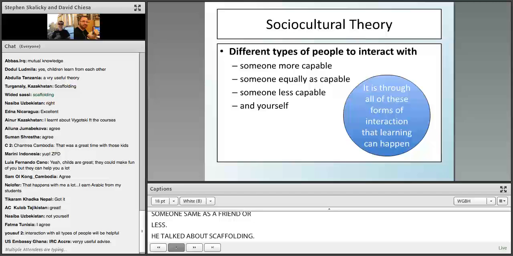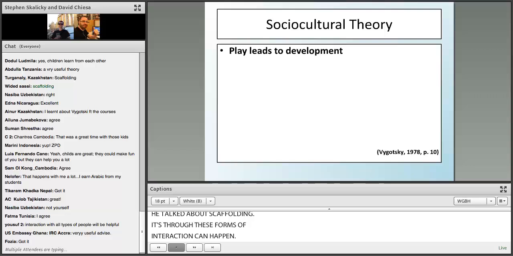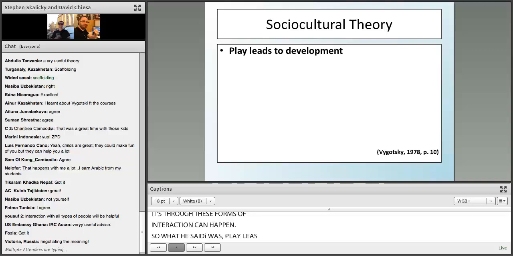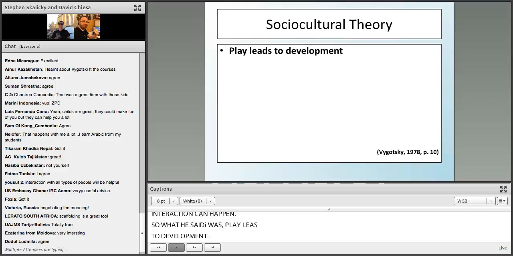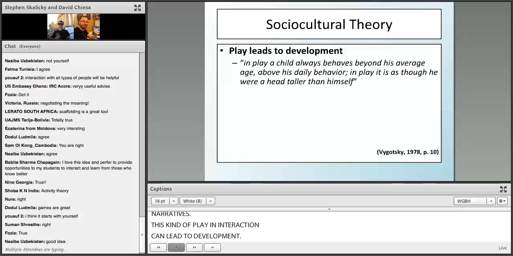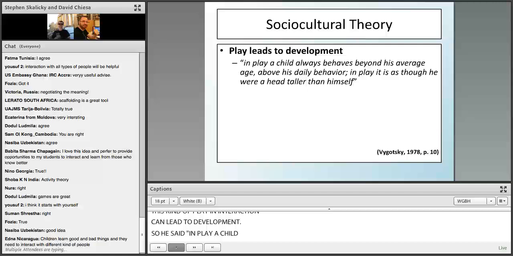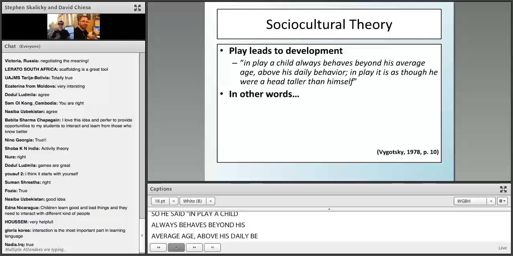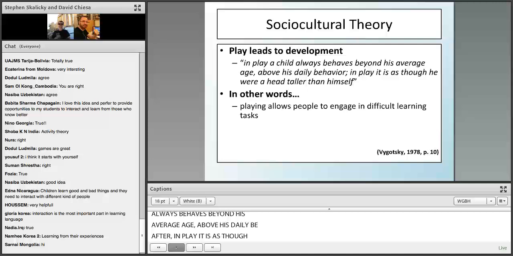And so what he said was, play leads to development. Stephen mentioned puns, riddles, narratives. This kind of play in interaction can lead to development. So Vygotsky said, quote, in play, a child always behaves beyond his average age, above his daily behavior. In play, it is as though he were a head taller than himself. What he means is, or in other words, playing allows people to engage in difficult learning tasks.